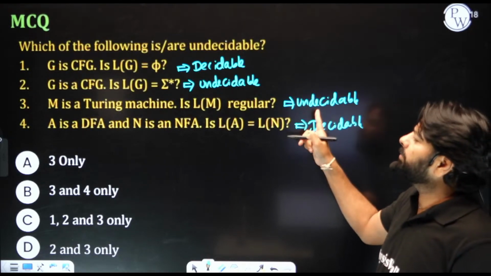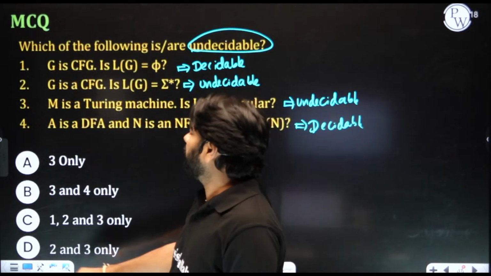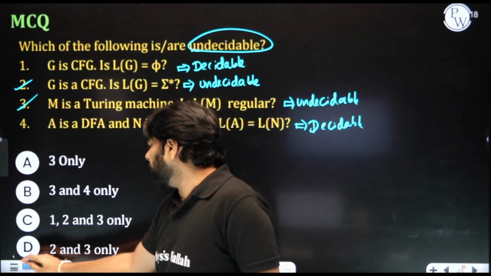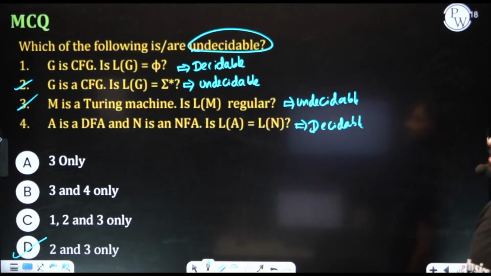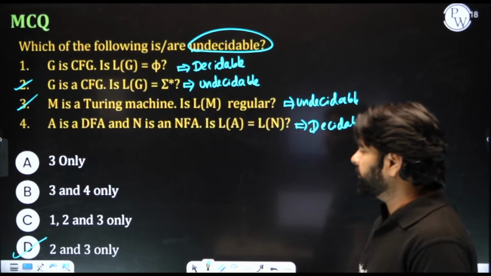So only two problems, 2 and 3, are undecidable. That's going to be option D. 1 and 4 are decidable, and the question is about undecidable, so 2 and 3.